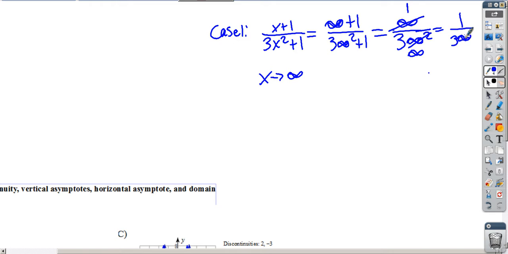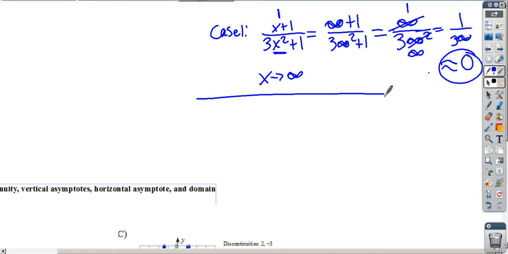And if you were to put that in a calculator, 1 over an enormously large number, that's basically equal to 0. So case 1 is when the denominator has a larger degree, that's x squared, than the numerator, that's x to the 1. And in that case, your horizontal asymptote is 0.